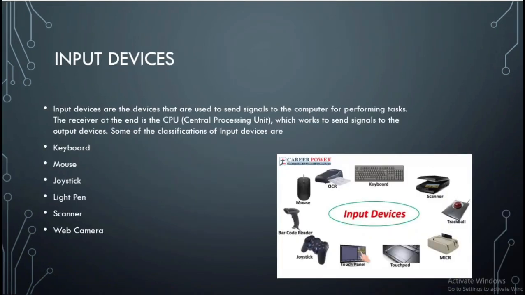So guys, now we are moving to the input device. Input devices are the devices that are used to send signals to the computer to perform tasks, which are received at the end by the CPU, which works to send signals to the output device. Some classifications of input devices are keyboard, mouse, joystick, light pen, scanner, and web camera.